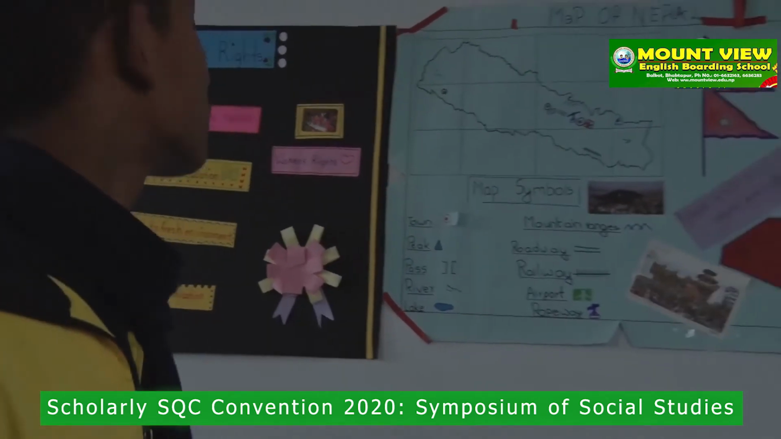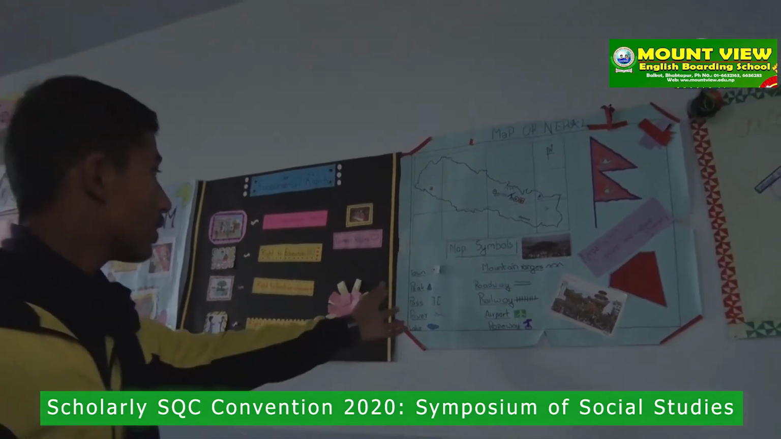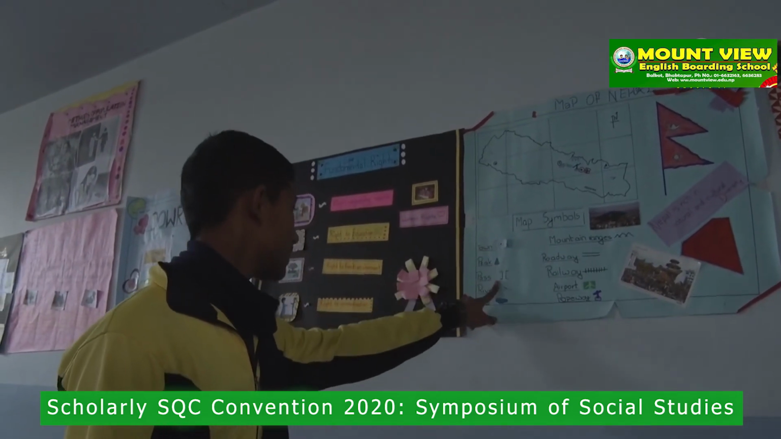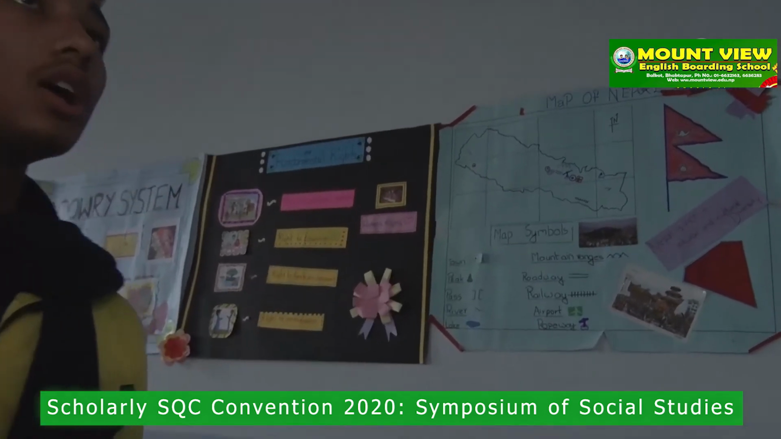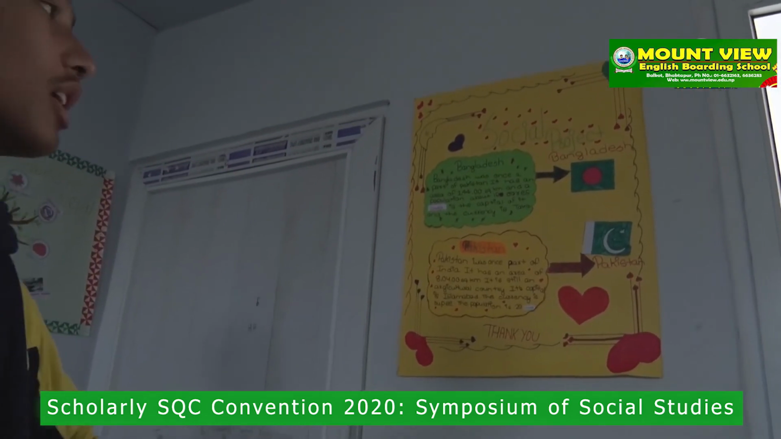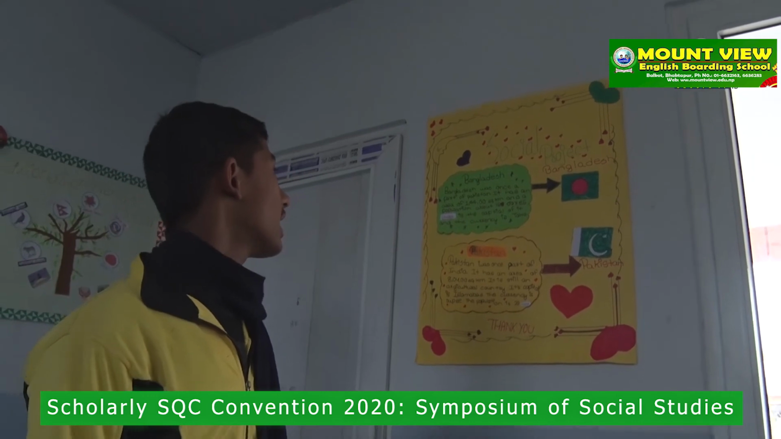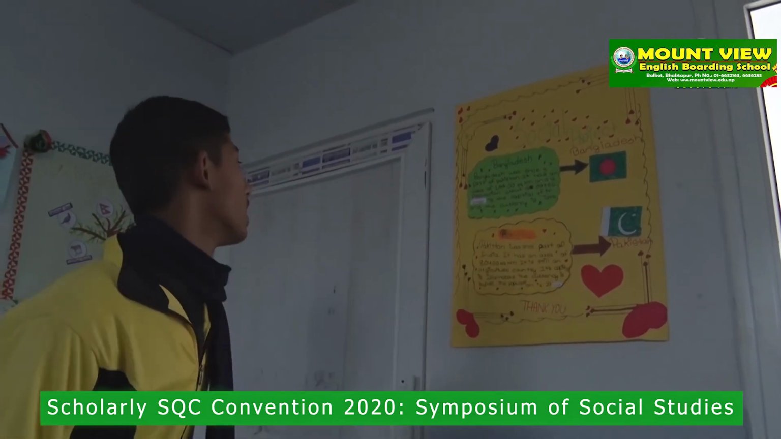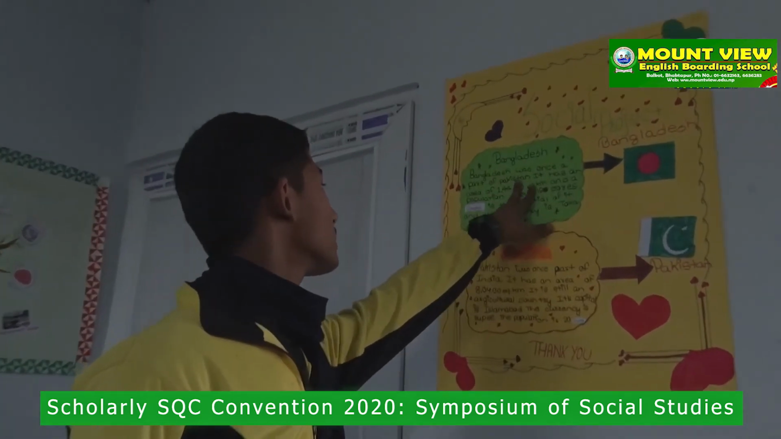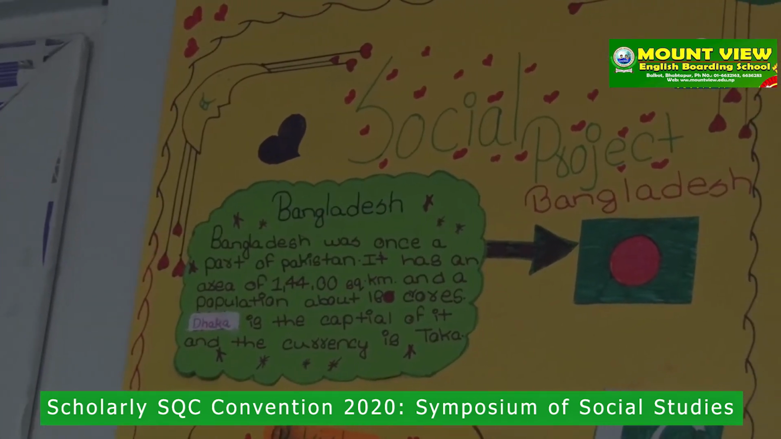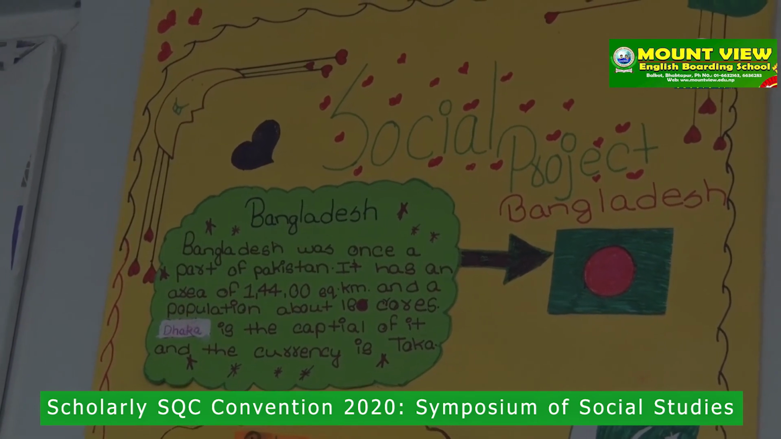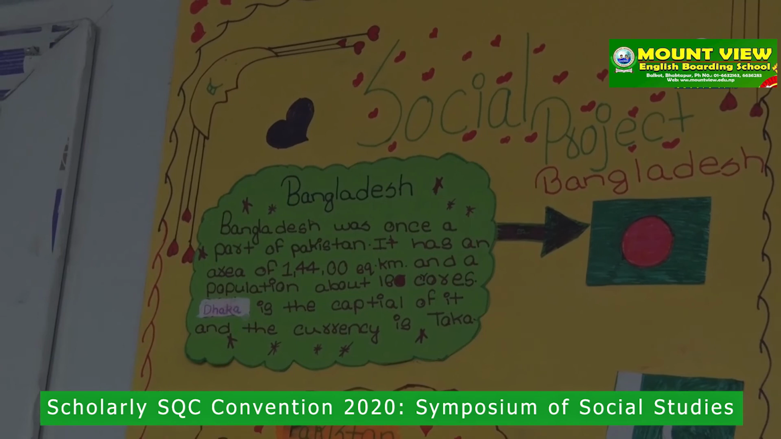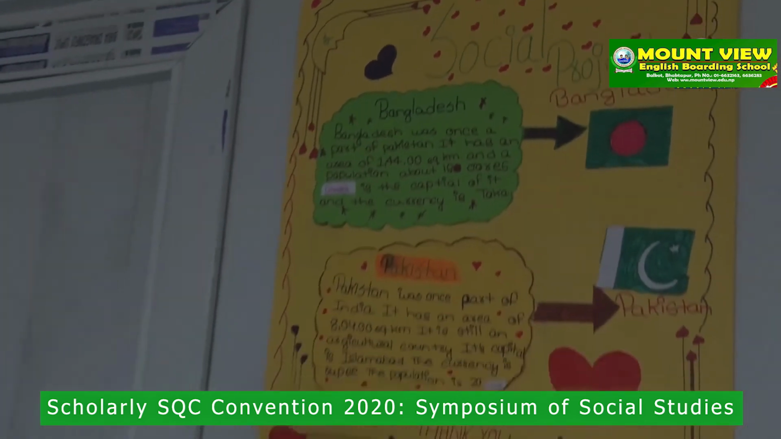Map of Nepal, where we have shown some of the symbols of a map: towns, peaks, pass, and river. You can see in the pictures where Bangladesh and Pakistan were part of India. When India got independent, Bangladesh and Pakistan were separated. Bangladesh was once part of Pakistan. It has an area of 1,44,000 square kilometers, and its population is around 16 crore. Its capital is Dhaka.